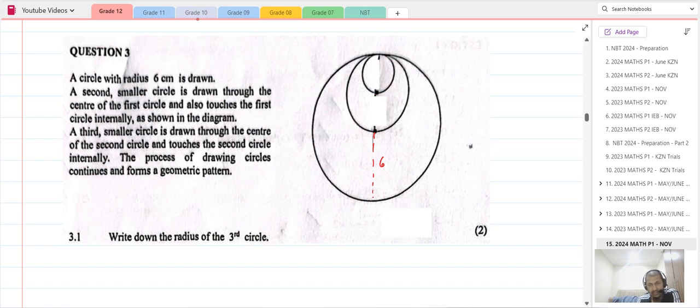So remember the entire distance was 3, so now we got 3 here, because the whole thing from the top to the center is radius 6, but this one is drawn from the center of this circle. So obviously that is 3, that will become 1.5. The radius of this will now become 1.5, because this entire diameter here is 3. The process of drawing circles continues and forms a geometric pattern. Write down the radius of the third circle.